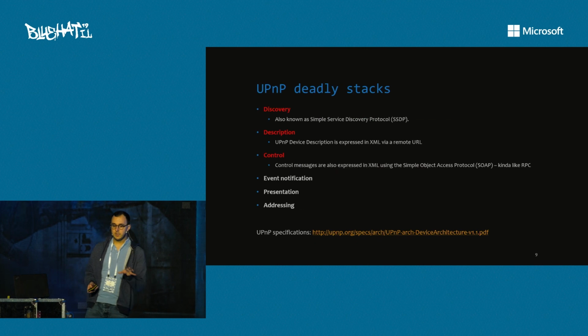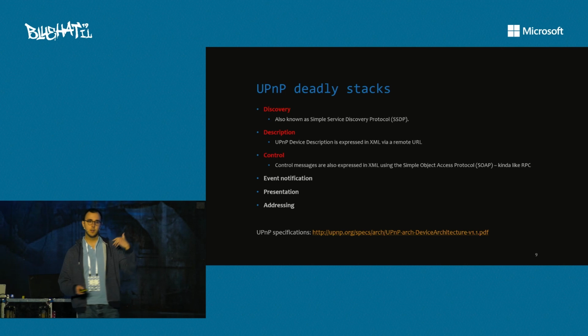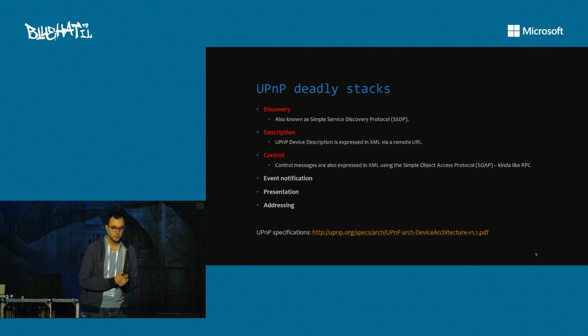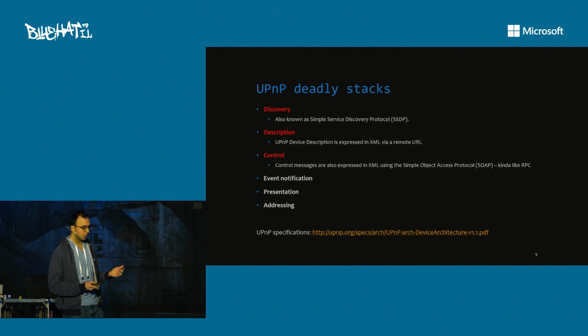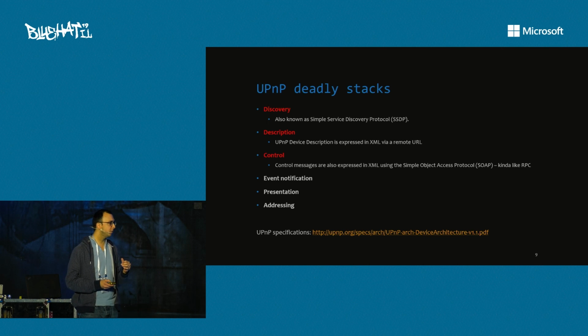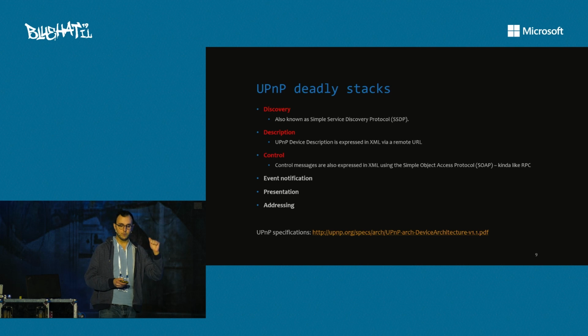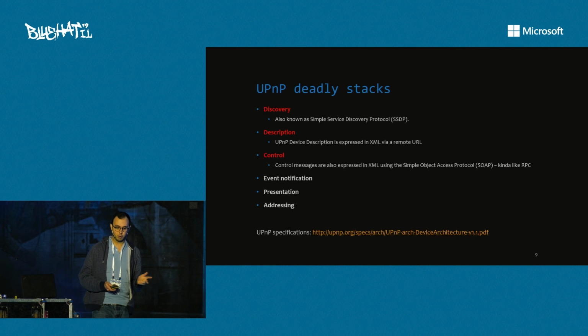According to the UPnP specification, and by the way, all the specifications are open on the internet, so you can really read all the documents and find a lot of interesting stuff. And that's what I have been doing, just reading the documentation. There are 6 layers of protocols, and I will only focus on the first 3 layers: discovery, description, and control.